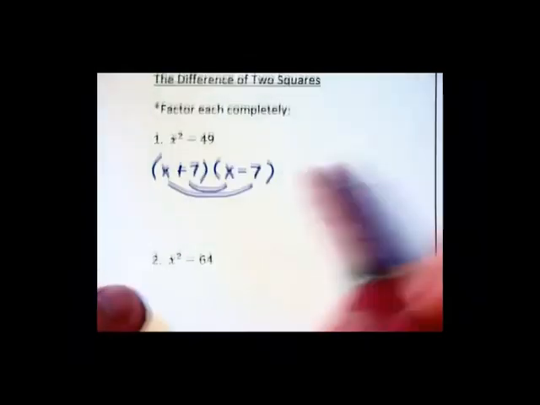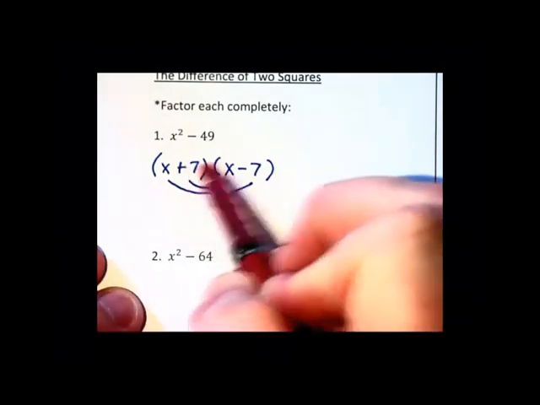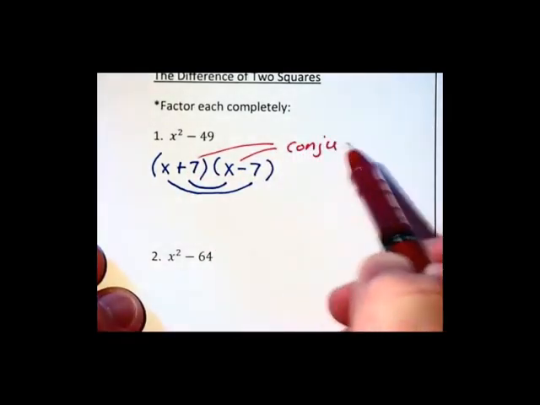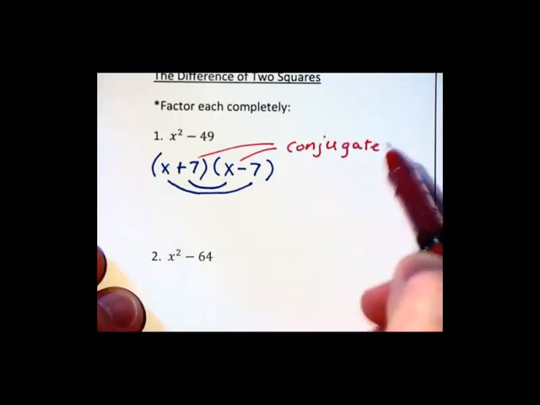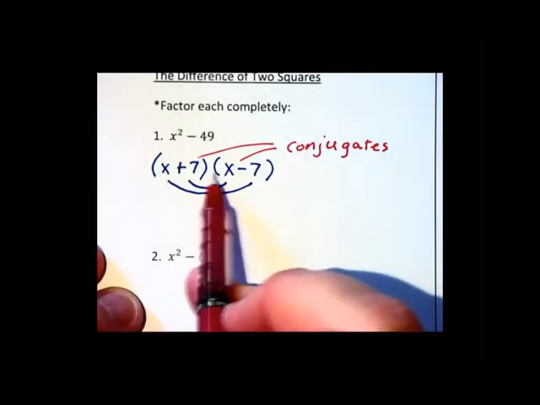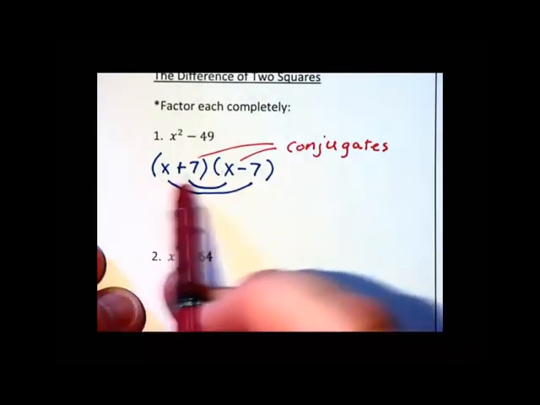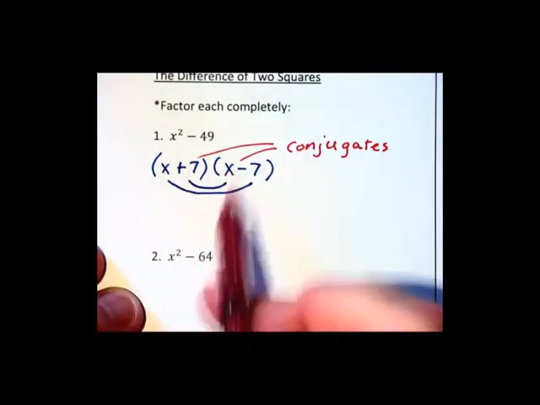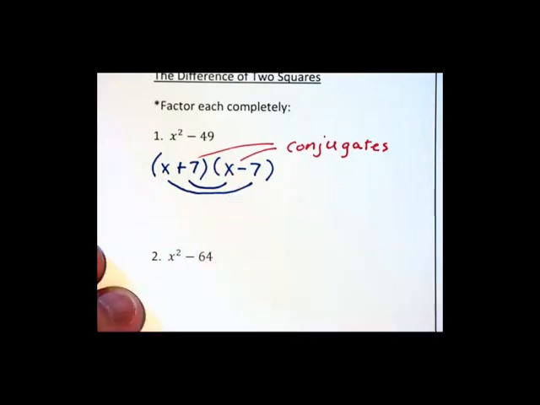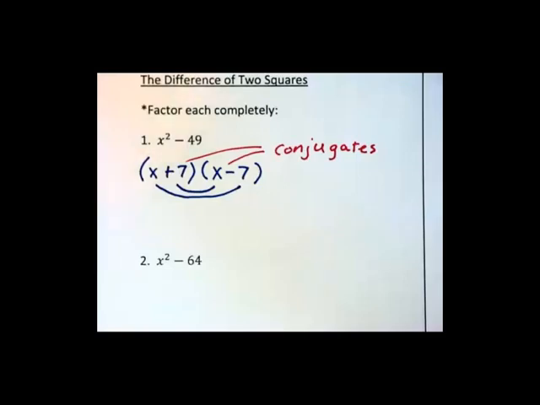Another vocabulary word we use is the word conjugates. We say that these two parentheses are conjugates of each other. Conjugates are not the same as opposites. Opposites would have a negative x minus 7, where we multiply the first parentheses by a negative 1 to get to the second parentheses. Here, it's the sign in the middle that is different between the two parentheses, which makes these conjugates. And anytime you multiply conjugates together, you get the difference of two squares.